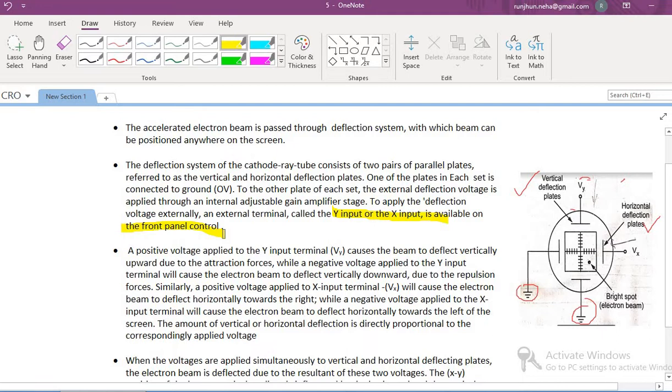Students, here one more important point to be noted is that the vertical deflection plates are kept horizontally so as to allow the vertical movement.